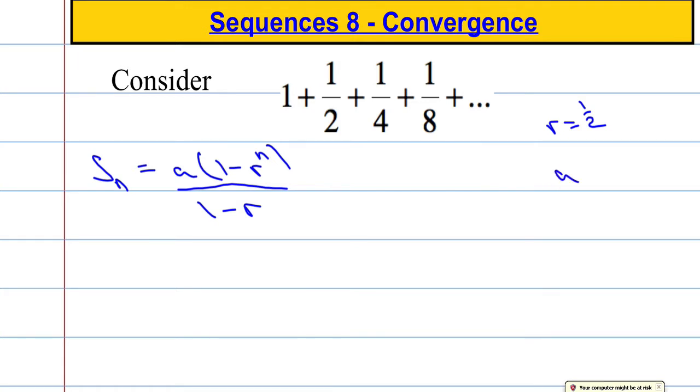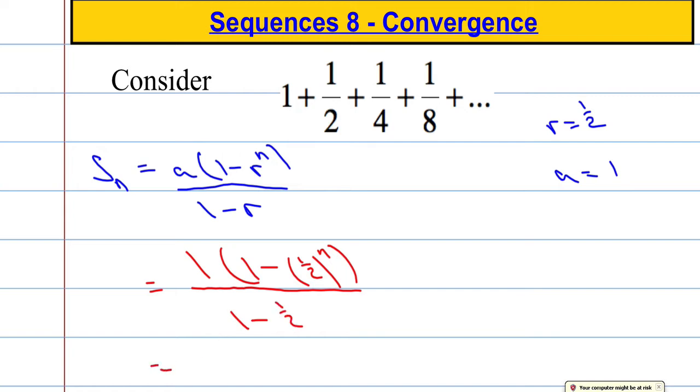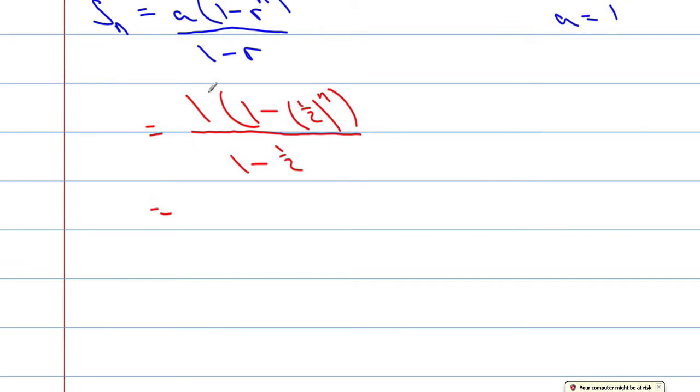The value a is going to be equal to 1. So let's see how that affects our sum. So substituting in, we're going to have a is 1. We're going to do 1 subtract r, we know is a half, to some power n, and that's all to be divided by 1 minus a half. Okay, let's expand this out so we get 1 minus a half to the power n over a half.